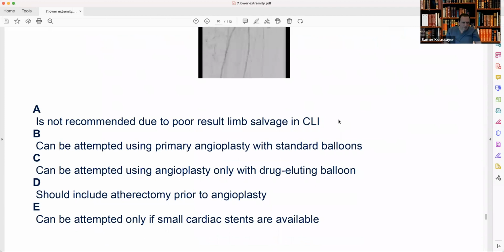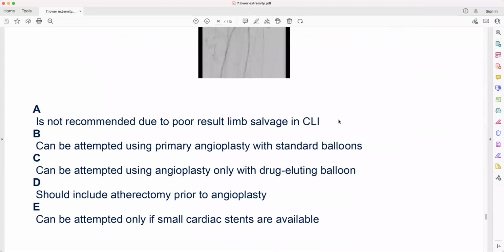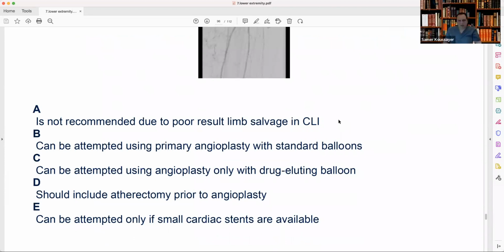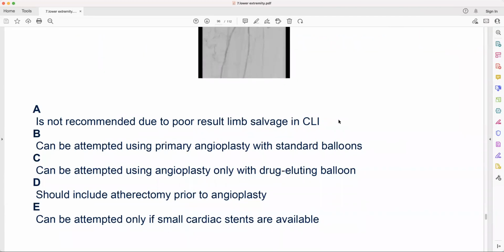Let's go one by one. It's not recommended due to poor result of limb salvage in critical limb ischemia. Do you think this is correct? No, no. Balloon angioplasty, yeah. So it's poor result in what? In critical limb ischemia, what is poor?